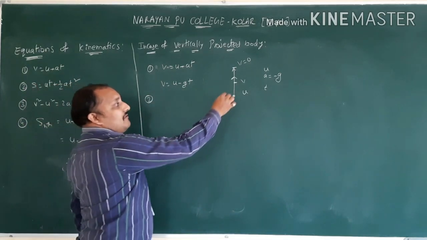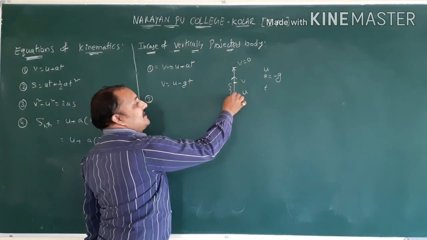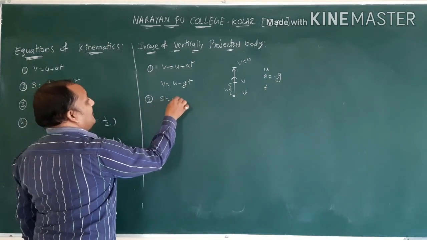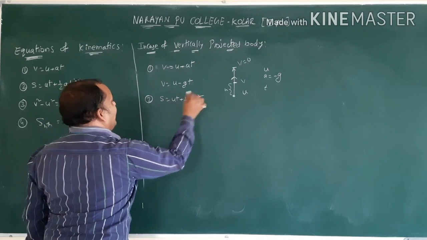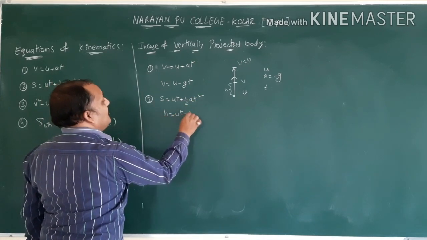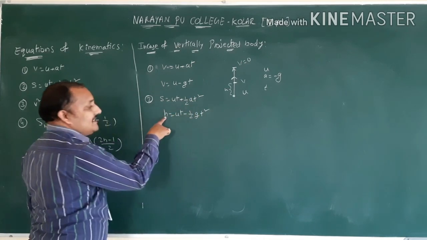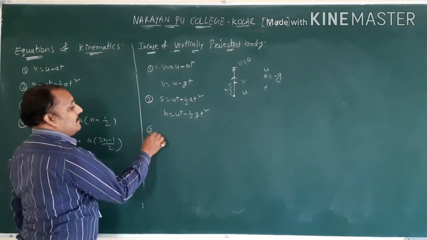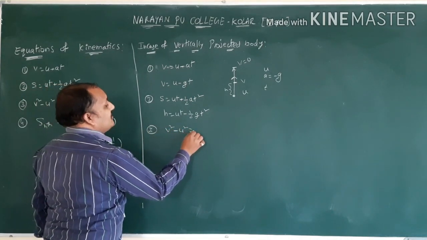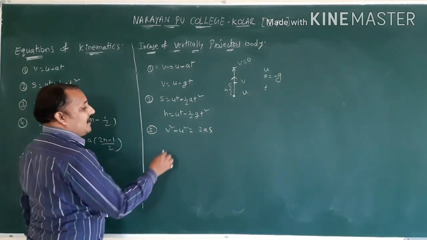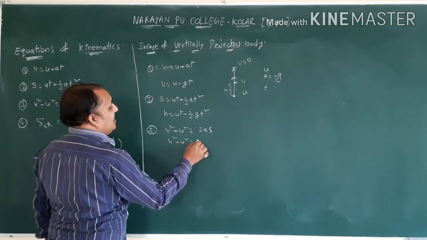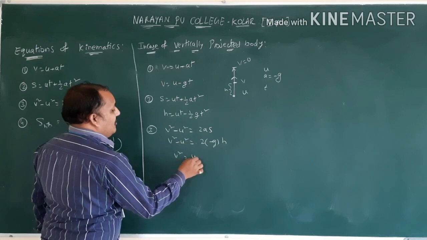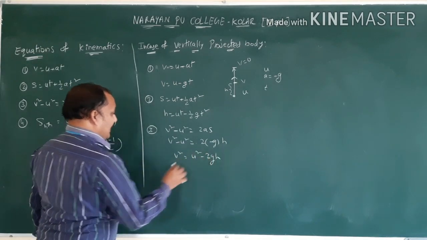Second one. At this point, it is reaching some amount of height h. Therefore, second equation, s is equal to ut plus half at square. h is equal to ut minus half gt square. This h is the height traveled in some time t. Third one. v square minus u square equals 2as. What do we have to change? v square minus u square equals minus 2gh. So v square equals u square minus 2gh.